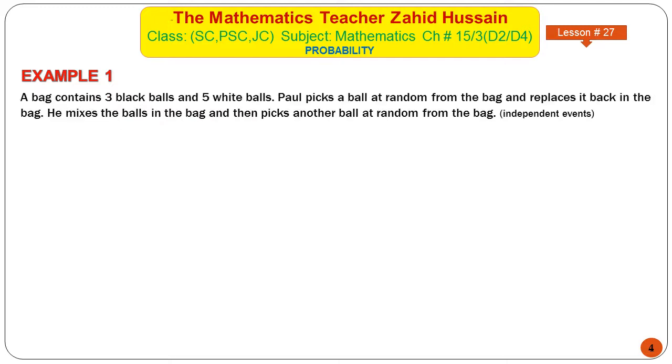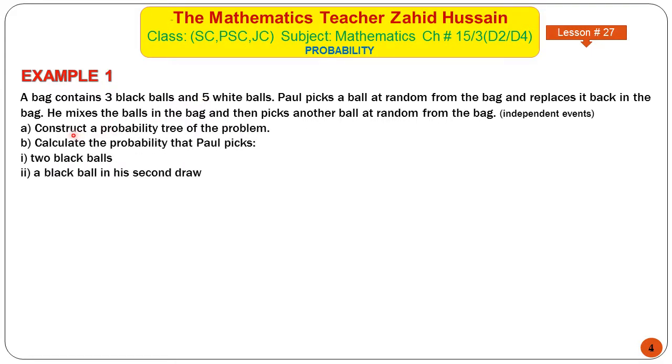The first example is: a bag contains 3 black balls and 5 white balls. Paul picks a ball at random from the bag and replaces it back in the bag. He mixes the balls in the bag and then picks another ball at random from the bag. So it means there are two events. He picks one ball and then replaces that ball back in the bag and then picks another ball. So these two are independent events, because the ball is replaced, so the probability of the first ball will not affect the probability of the second ball.